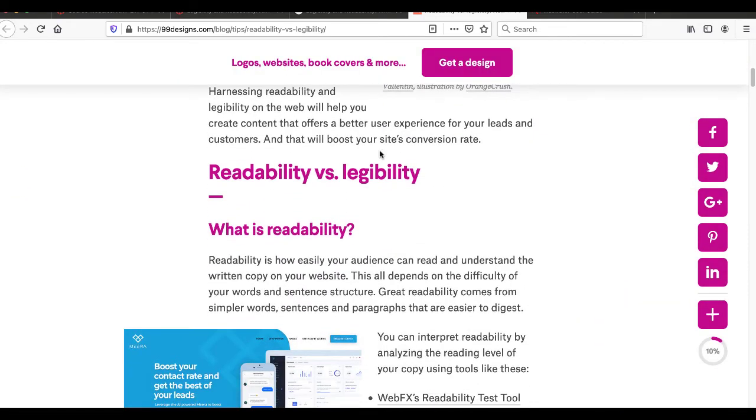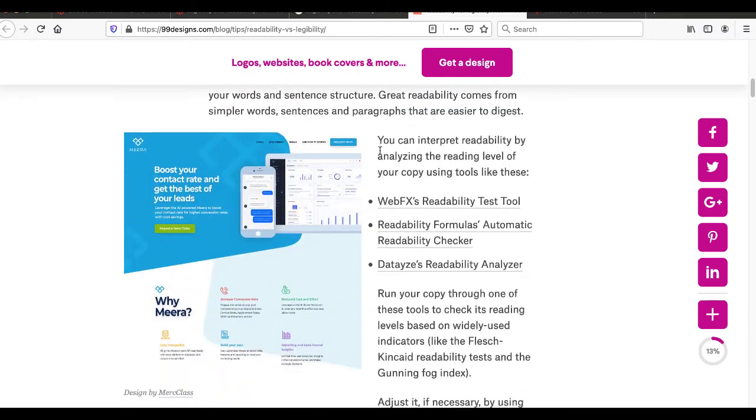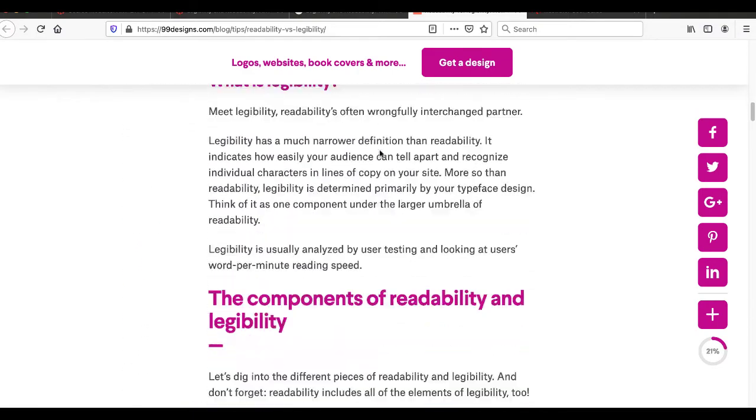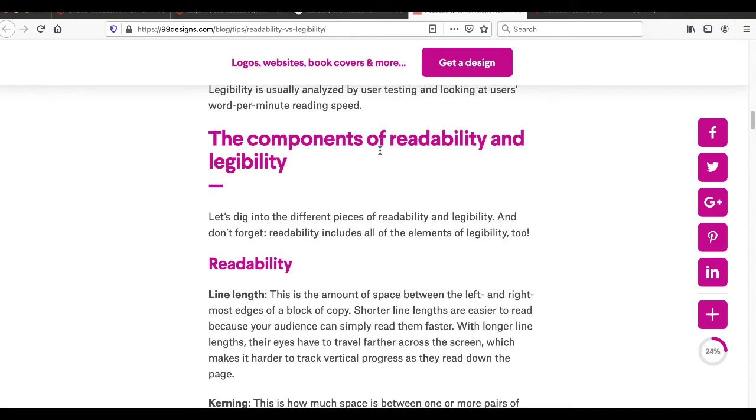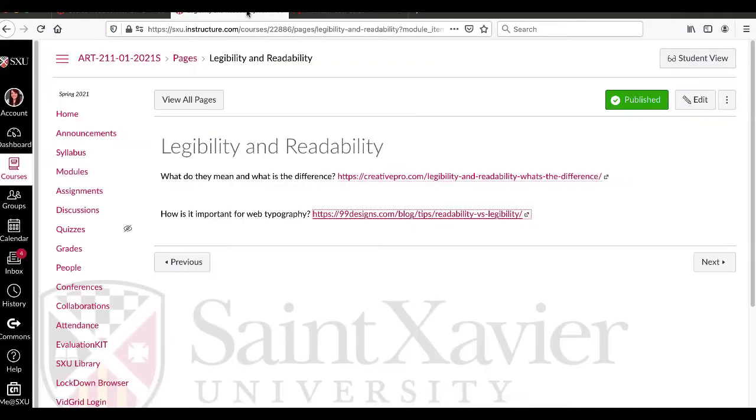We will get into the difference between print and web a little later in the term, but I wanted you to take a look at this and see how it's a little bit different, still pretty much the same though for print versus web.